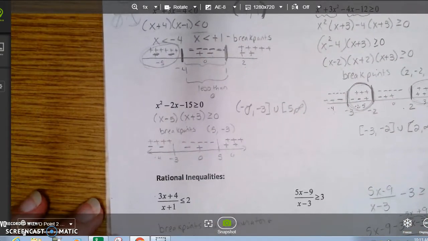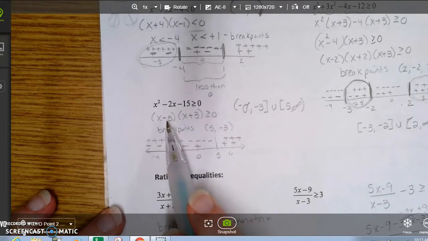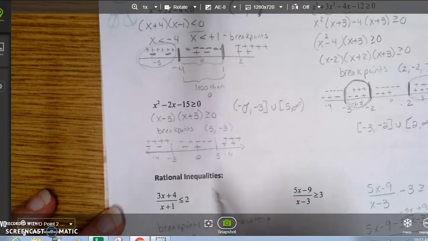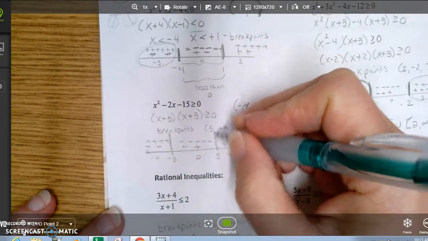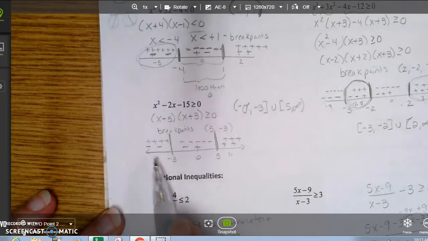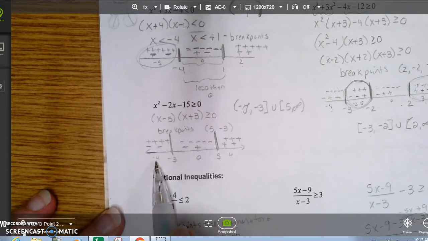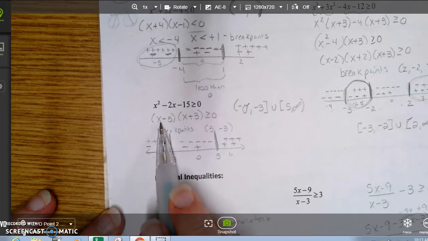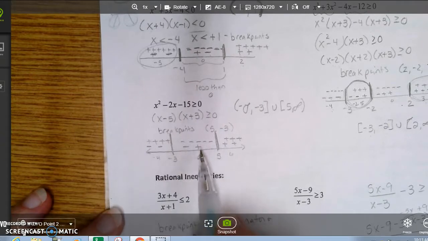Okay, another one. So again, we start by factoring. Our breakpoints are positive 5 and negative 3. So we divide our number line at positive 5 and negative 3. And then we're testing the values to the left, in the middle, and to the right. For the values to the left, I'm using negative 4. So I end up with negative and negative, which is positive, since negative times negative is positive.